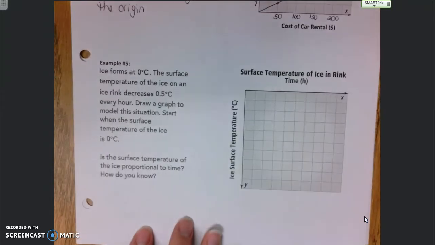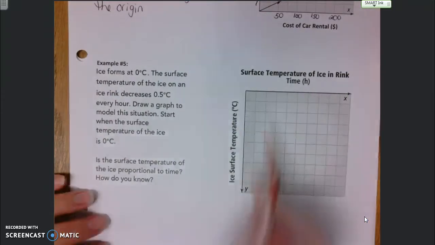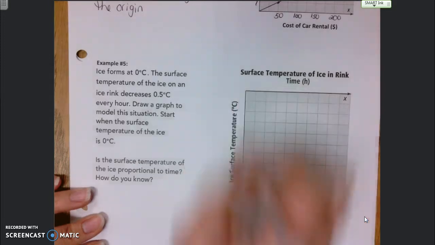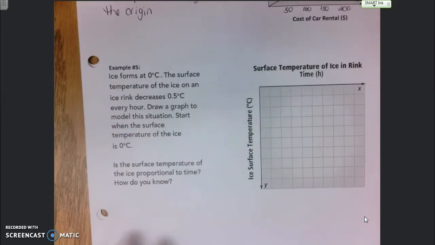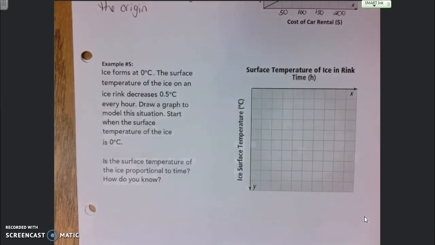So now I wanted to look at number 5, which, as you notice at first glance, is a little different here because we've got our x-axis traveling this way and our y-axis traveling this way. This just means that we're going to be graphing in a different quadrant on our coordinate plane.